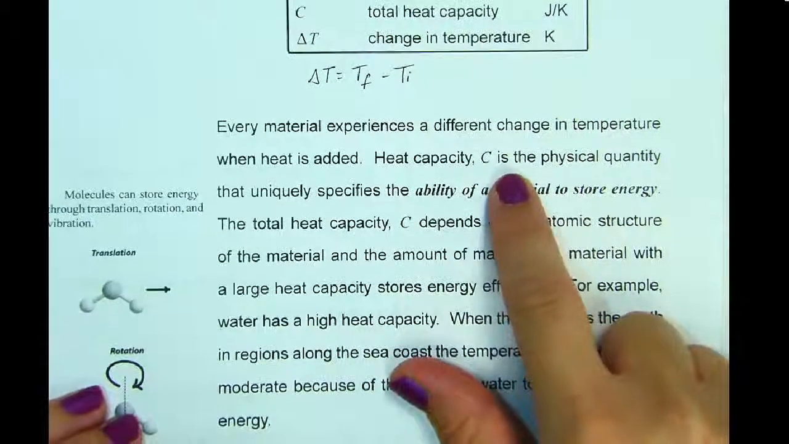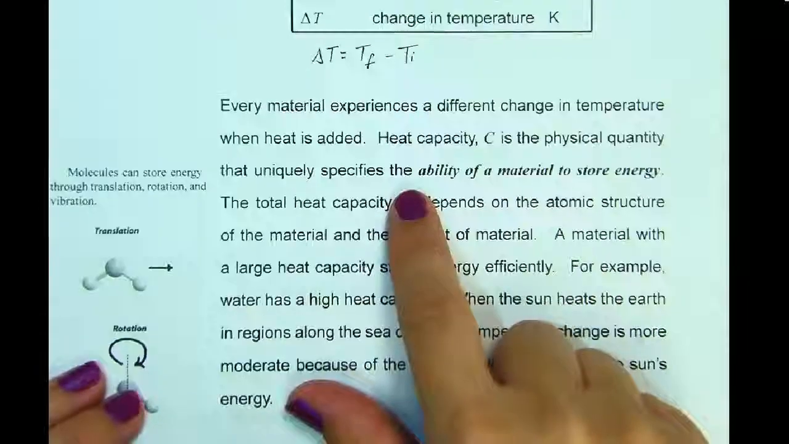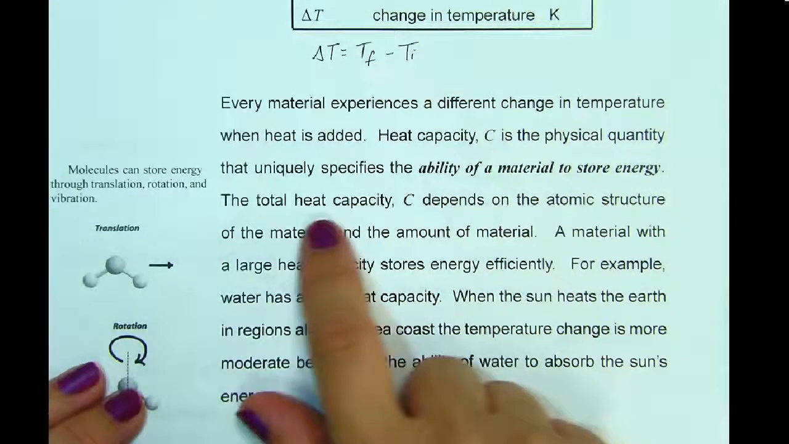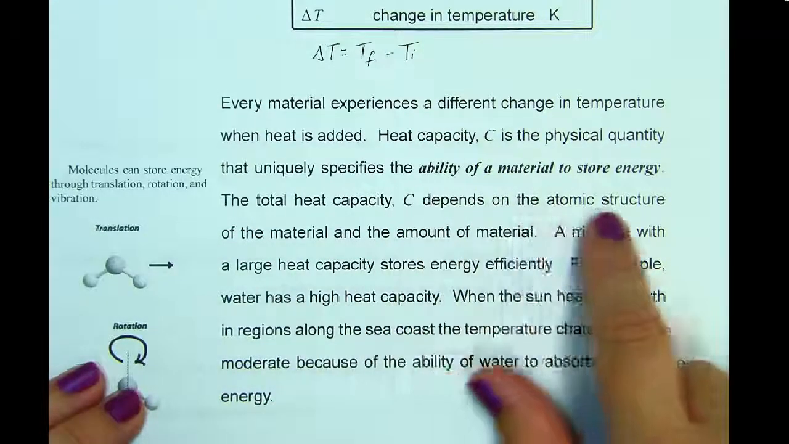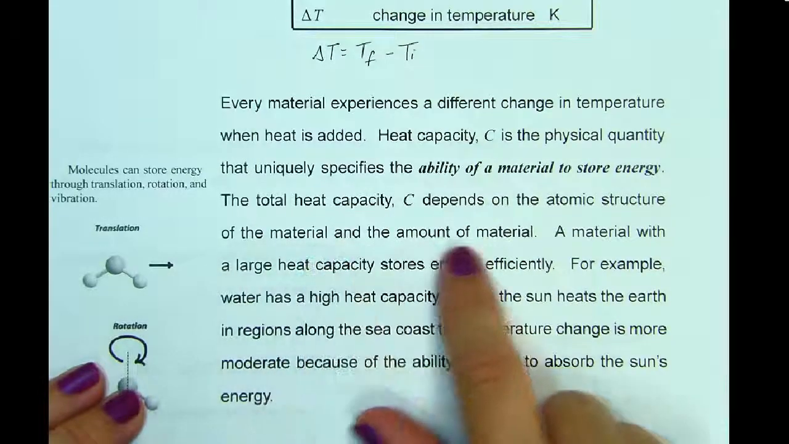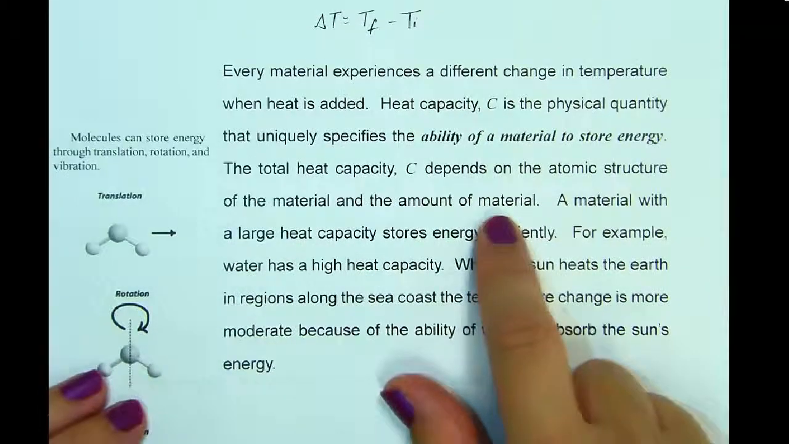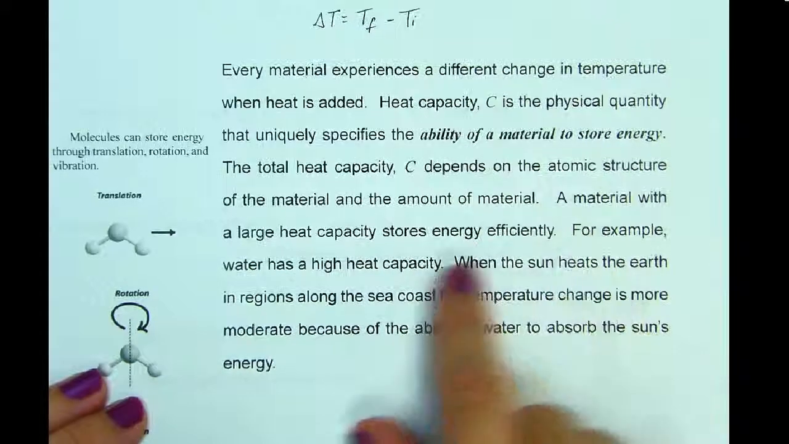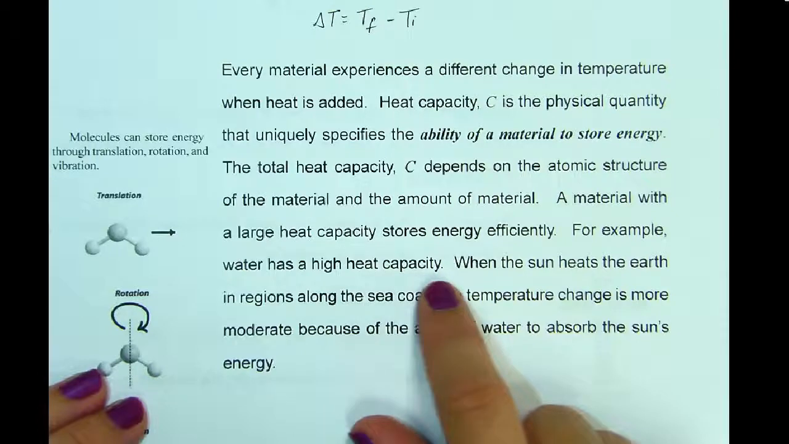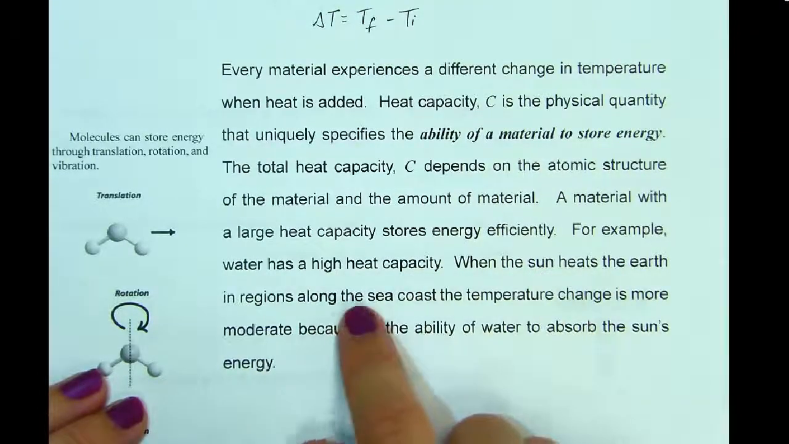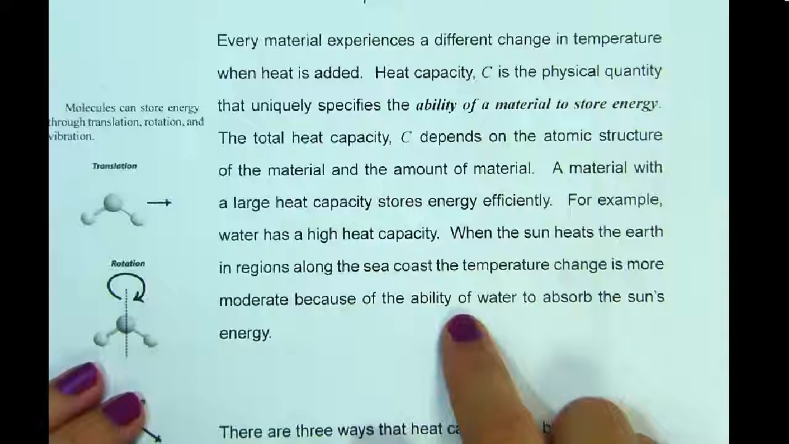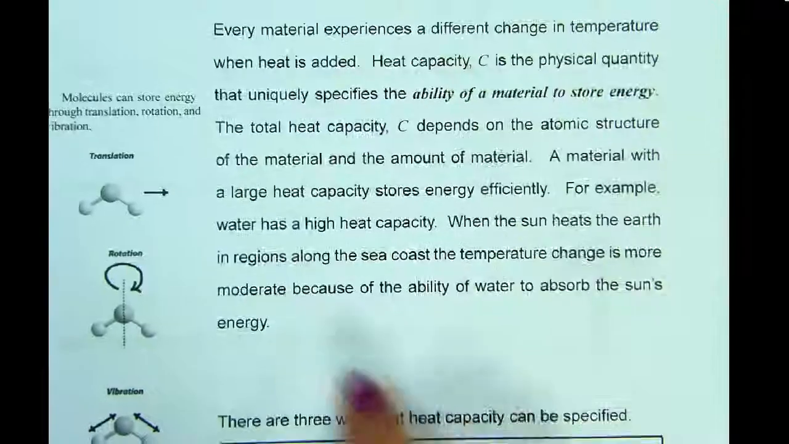Heat capacity, C, is the physical quantity that uniquely specifies the ability of a material to store energy. The total heat capacity, C, depends on the atomic structure of the material and the amount of material. A material with a large heat capacity stores energy efficiently. For example, water has a high heat capacity. When the sun heats the earth in regions along the seacoast, the temperature change is more moderate because of the ability of water to absorb the sun's energy.